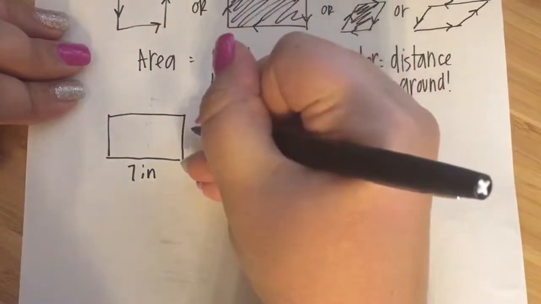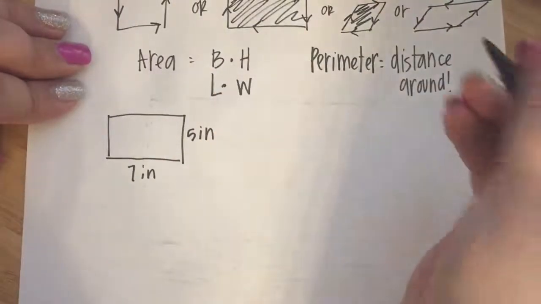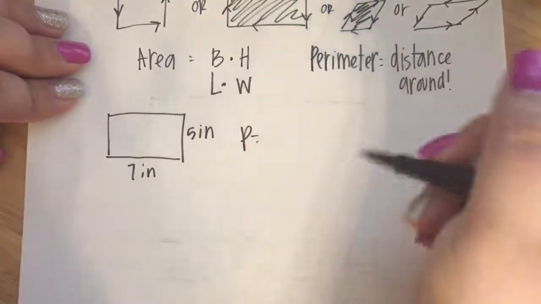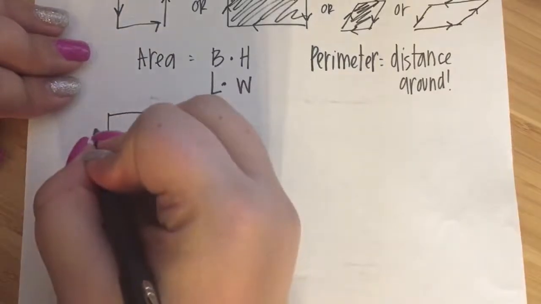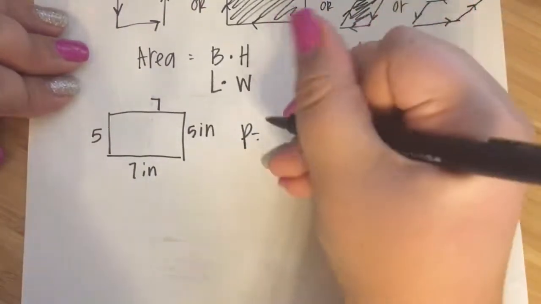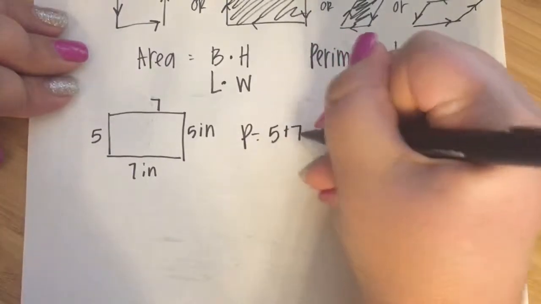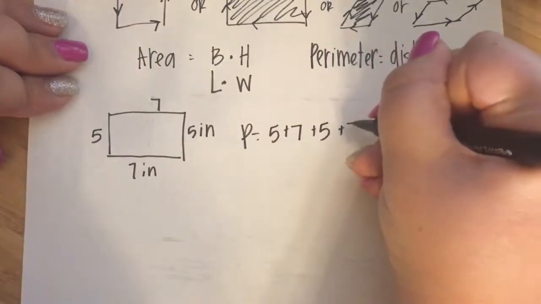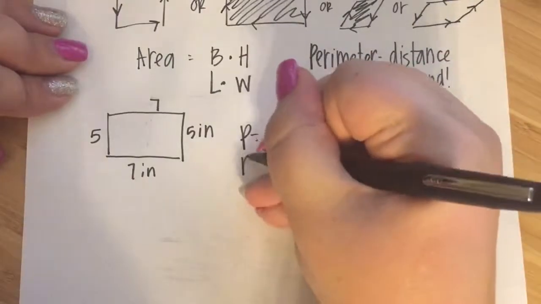So let's say I have a rectangle. It has a length of 7 inches and a height of 5 inches. Or I could say width. I could also say base. I went ahead and labeled the other two sides because I know they're congruent. They are the same.